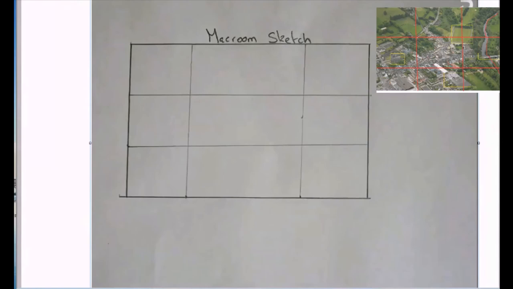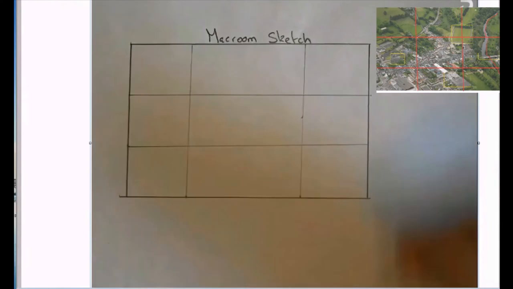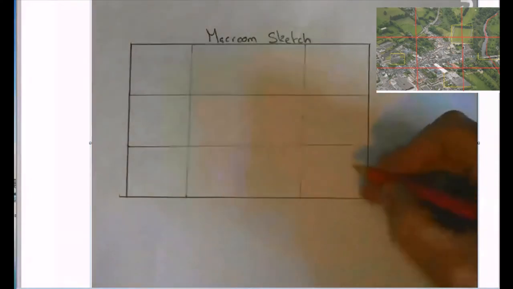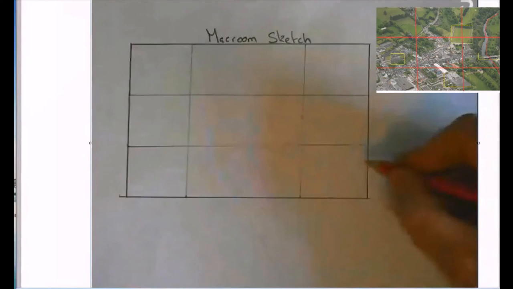Next up, we're going to have a go at the car park. The car park is down here in this middle section. So again, I'm drawing the rough shape, the rough outline of it. It doesn't have to be exactly accurate, but it does need to be the rough outline, the rough shape of the feature that I'm trying to draw.